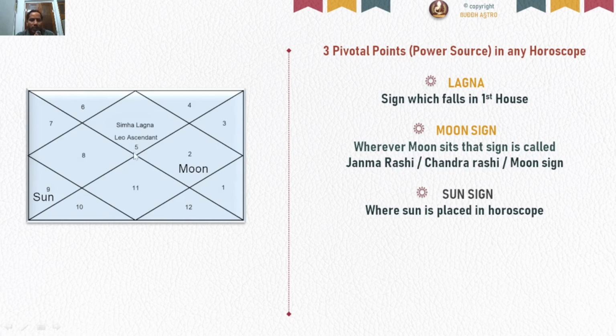Like here, 5 number is written. 5 number means Leo sign. So, Leo sign is ruled by Sun. So, Sun becomes the Lagna Lord. Second is moon sign. Moon sign means wherever moon is sitting in the horoscope. Here you can see moon is sitting in the 10th house and the sign is Taurus. So we can say moon sign is Taurus. The ruler of the moon sign also becomes very important, right? Taurus sign is ruled by Venus. So for this horoscope, moon sign is Taurus and the ruler of the moon sign will be Venus, right?